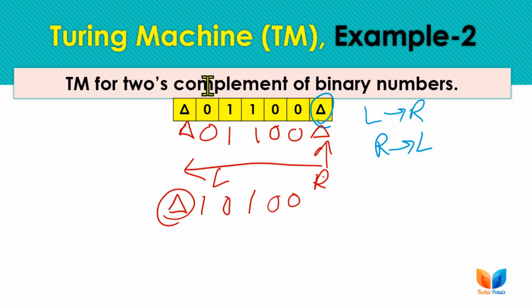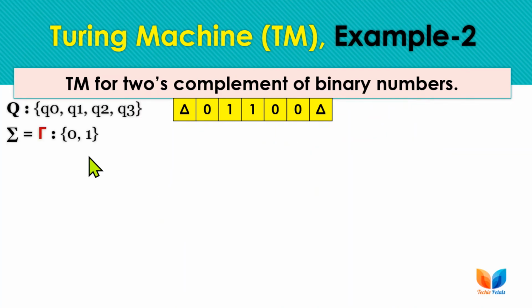Okay, so let's start with the Turing machine construction. This is the approach that we are going to follow for this 2's complement conversion of the given binary number. Here the states will be Q0, Q1, Q2 and Q3, as we require more states, since we move from left to right and then from right to left. Here are the input and tape symbols. As for the ones complement question, we have the same symbols for input as well as for output. So tape symbols and input symbols are the same for this question as well.